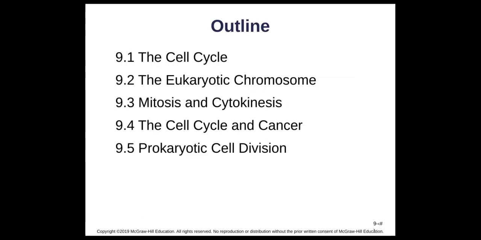We're going to start with the cell cycle. What is it? What does it have in it? Then we're going to look at eukaryotic chromosomes and DNA and how that's compiled. Then we're going to take a look at mitosis all the way through to cytokinesis, so mitosis being the nuclear division and cytokinesis being the cytoplasmic division. Then we're going to look at the cell cycle and what it means in cancer. And then very briefly talk about prokaryotes and how their cells divide.